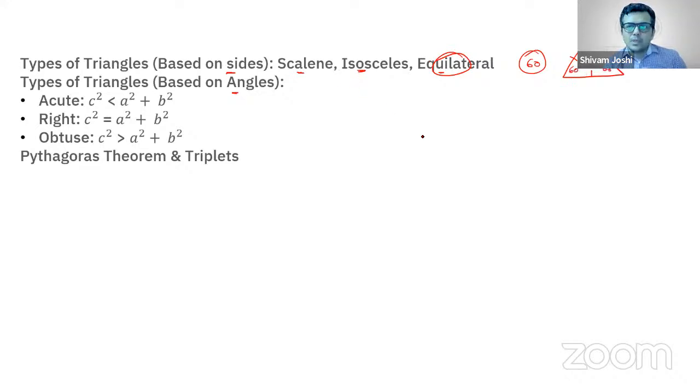What about isosceles? At least two sides are equal and their opposite angles are equal. Suppose these two sides are equal, then these two angles are equal. This is known as isosceles triangle, right? Scalene triangle, all three sides unequal, all three angles unequal, right?